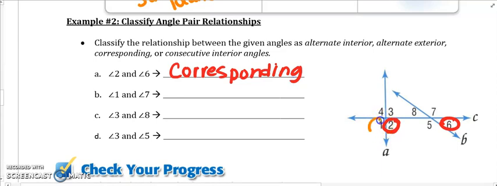Then we have 1 and 7. Oh, look, those are both on the outside. One's on top, one's on bottom. So they're alternating, and they're on the outside. They're alternating exterior. And it's totally okay to abbreviate.